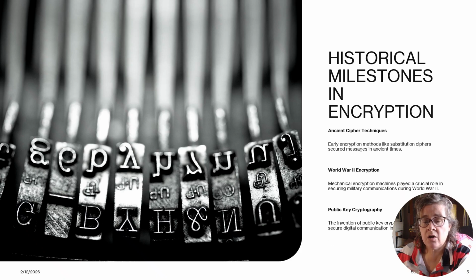From ancient ciphers like the Caesar cipher to the Enigma machine used in World War II, cryptography has evolved dramatically. Modern advances began with public key cryptography, revolutionizing secure communications.